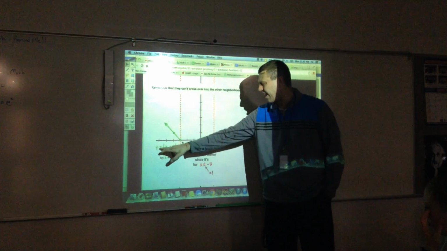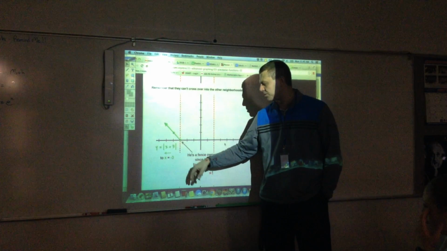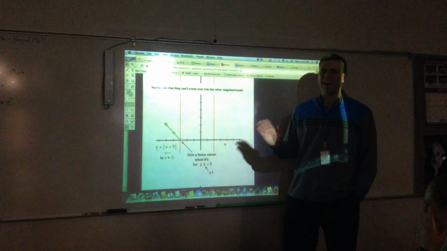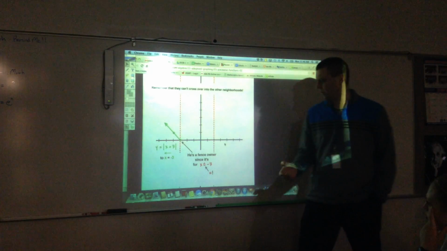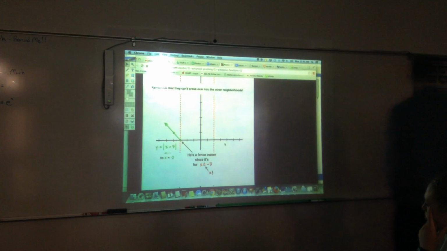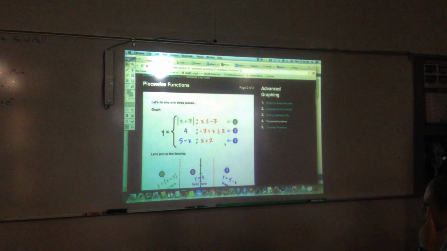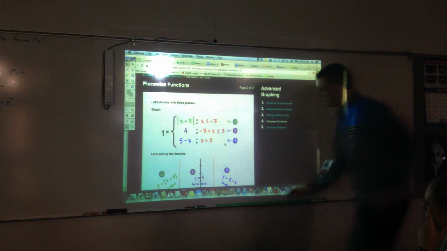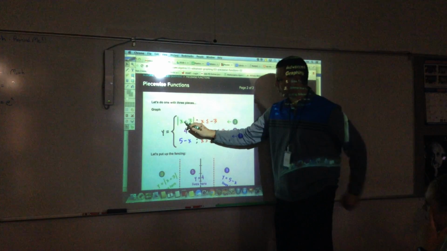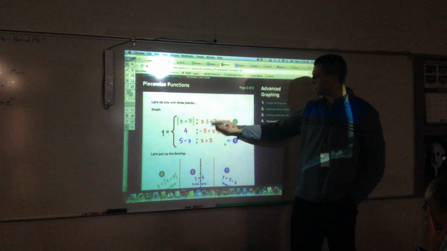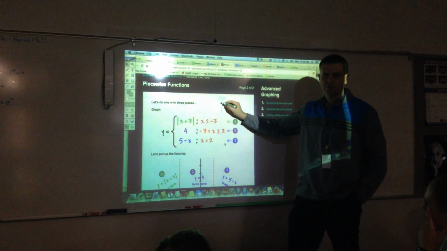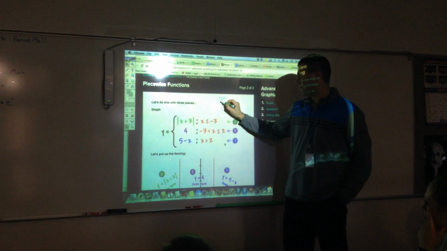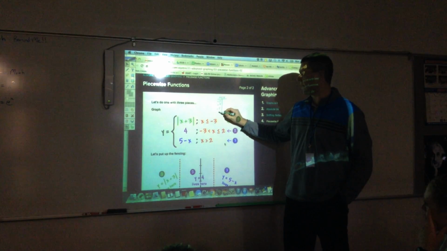So we're going to graph y equals the absolute value of x plus 3, but we're only going to graph it for x values that are less than or equal to negative 3. A lot of times what I'll do is make a table of values. So if I make a table of values, what values do you think I'm going to use for x? Negative 3, negative 4, negative 5, and so on.